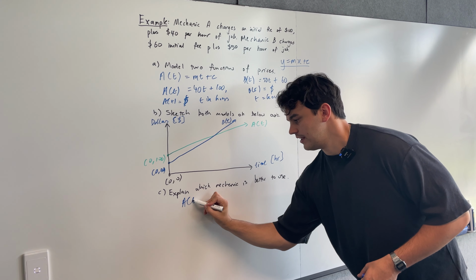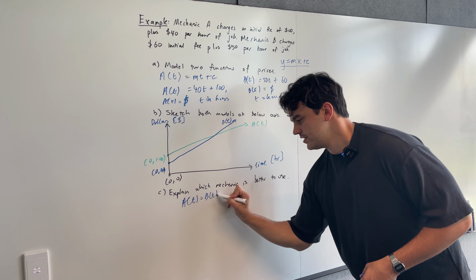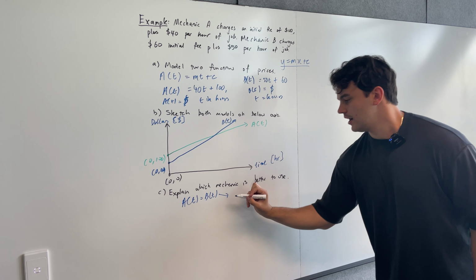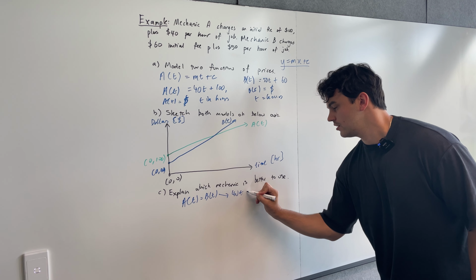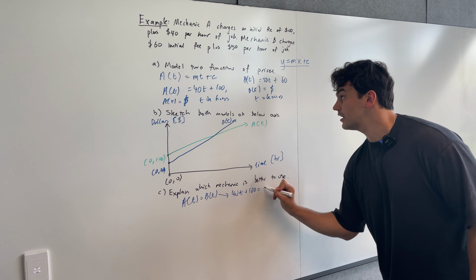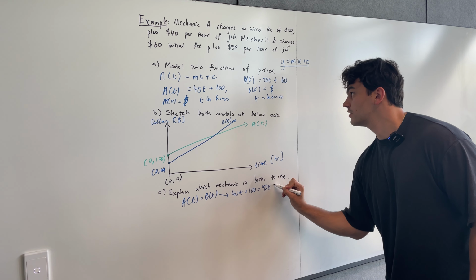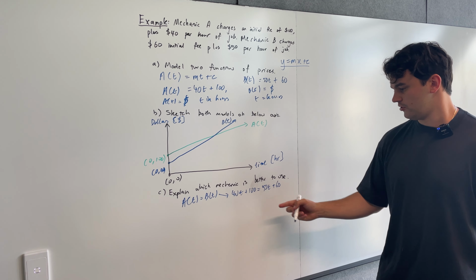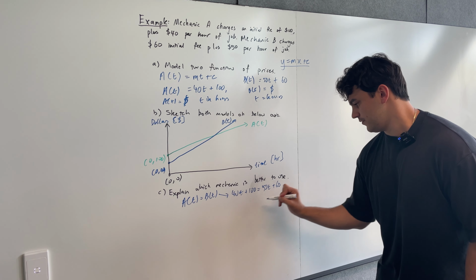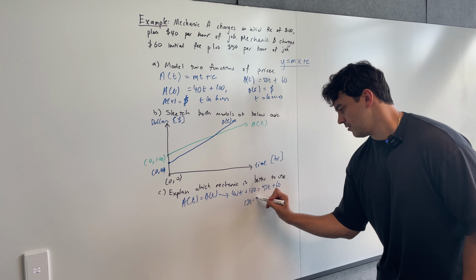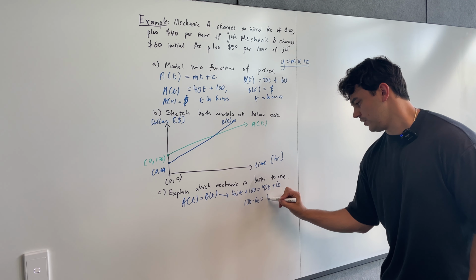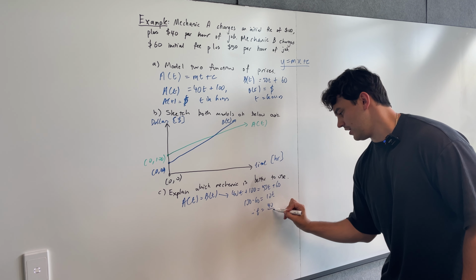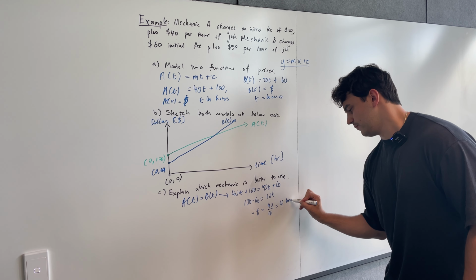So what I'm going to say is that A of t is equal to B of t. 40t plus 100 is equal to 50t plus 60. And then I'm going to rearrange everything and try and solve for t. So I'm going to move this 40t to that side, and I'm going to move the 60 to that side. So 100 minus 60 is equal to 50t minus 40t, which is 10t. Therefore, t is equal to 40 divided by 10, which is equal to 4 hours.